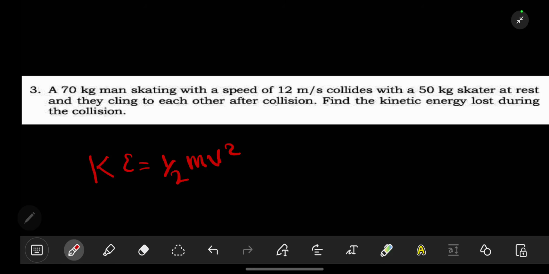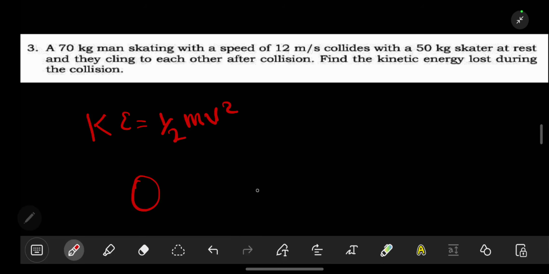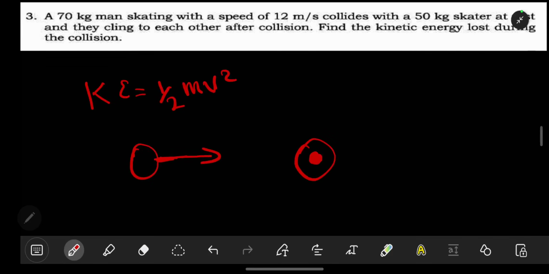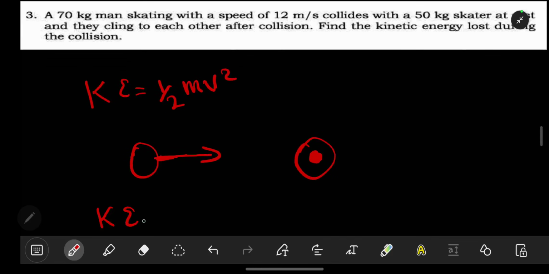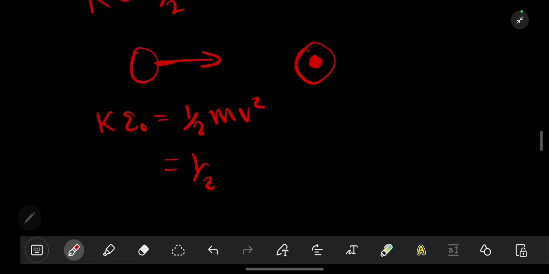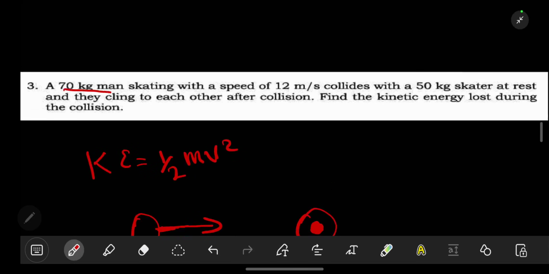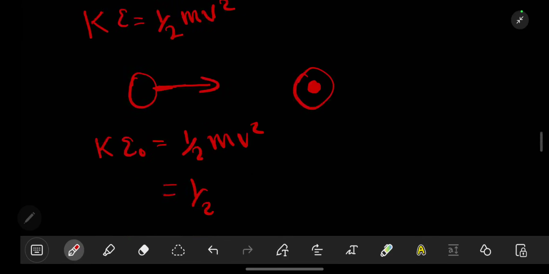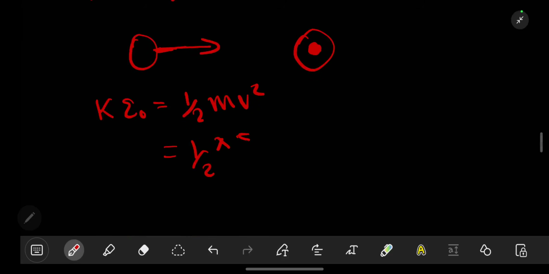So we have one man here and another man there. This man is moving, this one is stationary, meaning this one does not have kinetic energy, but this one has kinetic energy. So we can say kinetic energy initial, KE initial, should be equal to half mv squared. So the mass, which man was moving? The 70 kg man skating with this speed was moving, then the 50 kg was at rest.